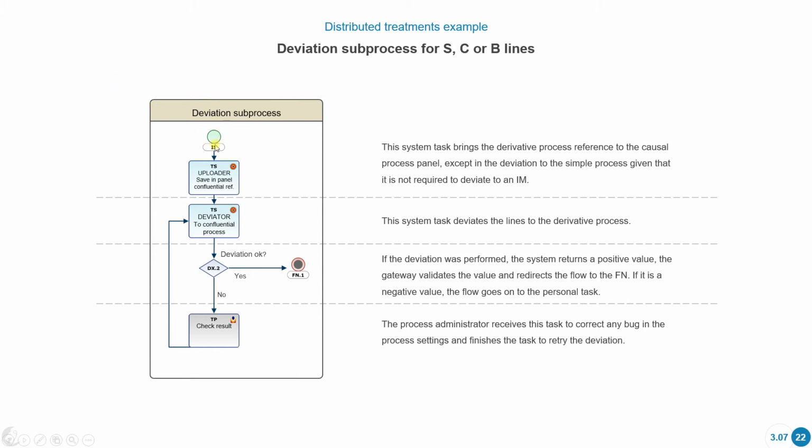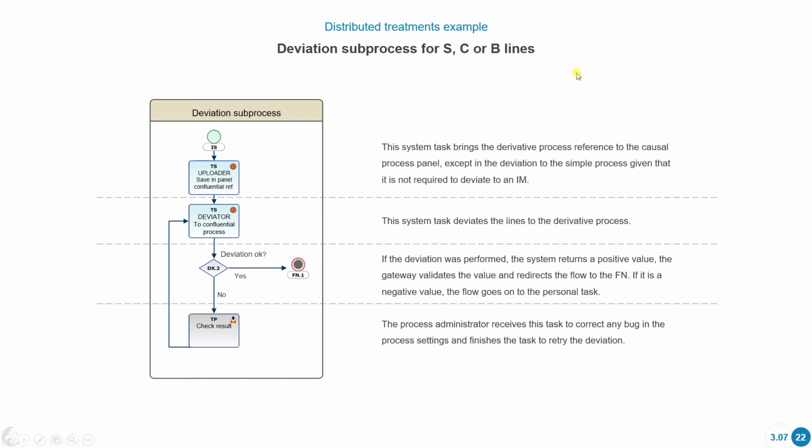When the flow enters the subprocess, it's going to activate this uploader system task. And this uploader system task is in charge of going to look for the reference of the destination process and bringing that reference to the panel of this causal process. Obviously, we have to try to deviate to 3 different processes, to the class of process S, C, and B. But we only need the reference of the class of process C and the class of process B because the class of process S is a simple process. It's a one-to-one relation, and we're going to deviate to a star message event.